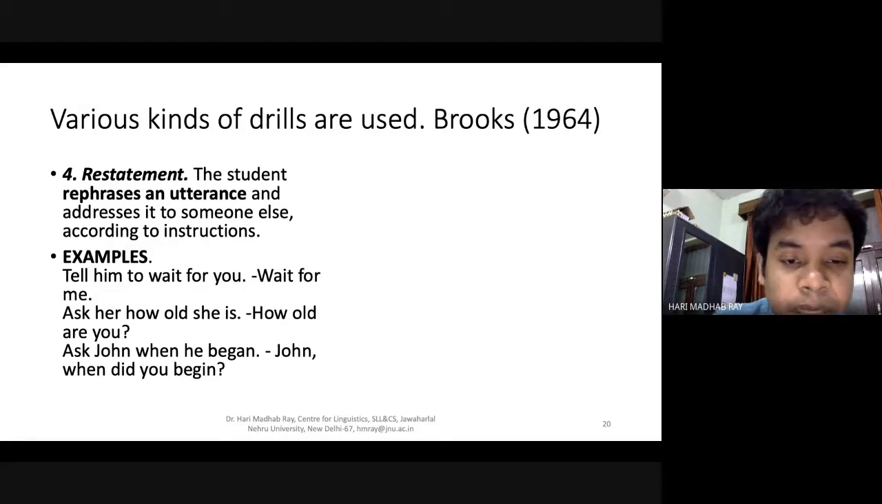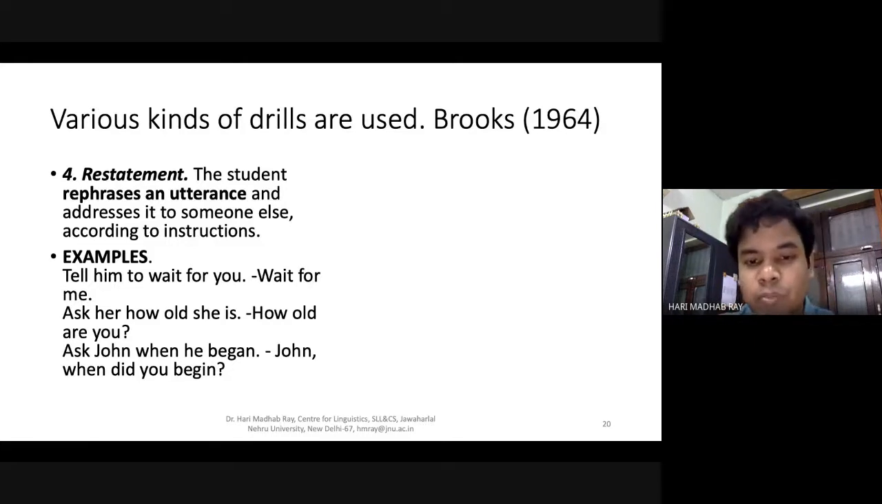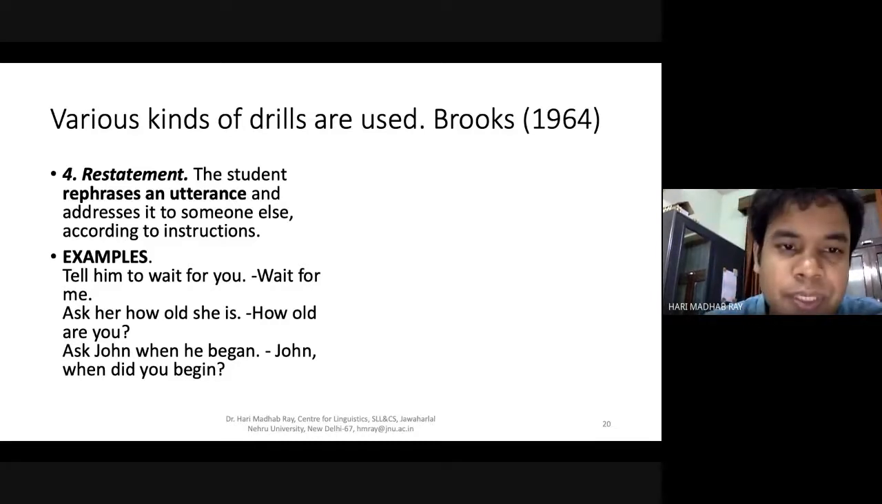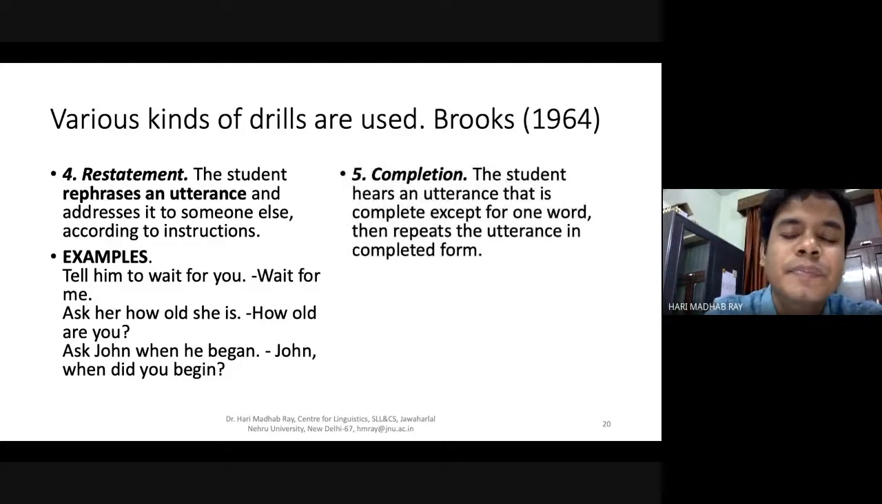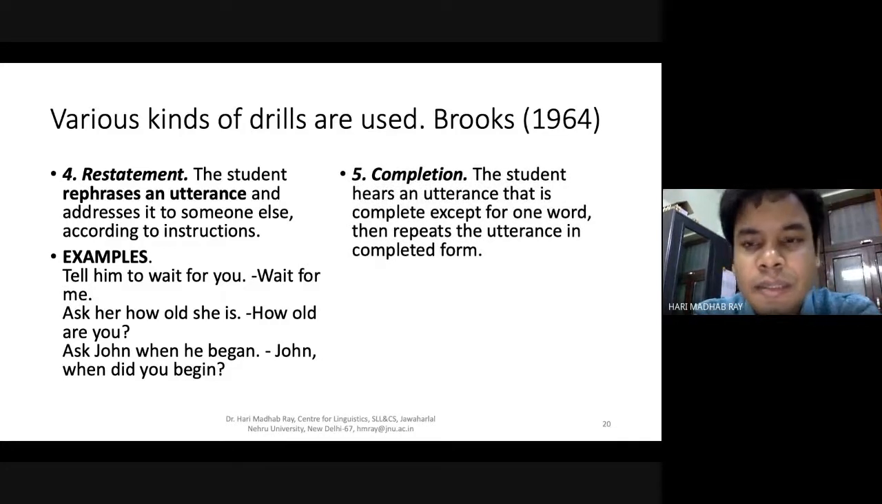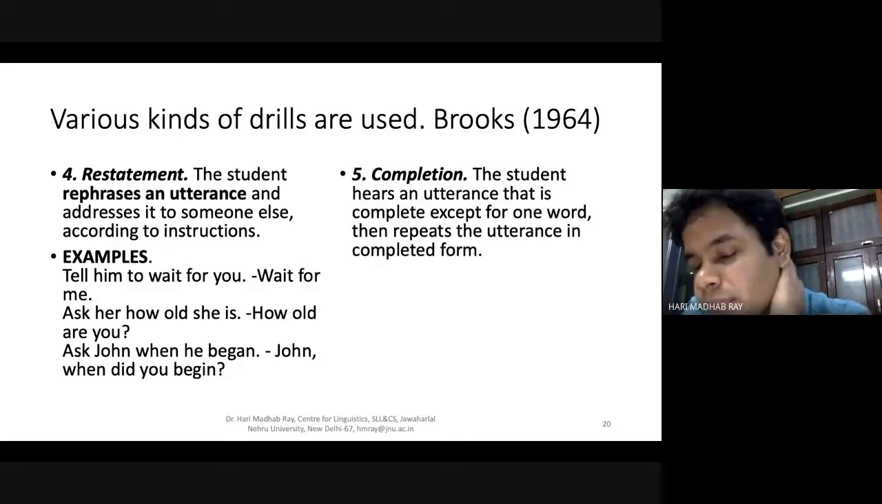Ask John when he began. John, when did you begin? See, so you're applying your mind also, making sentences also, and in the class itself it is going on. You see that kind of practices: restatement drills, completion. Still, we do it in different classrooms.